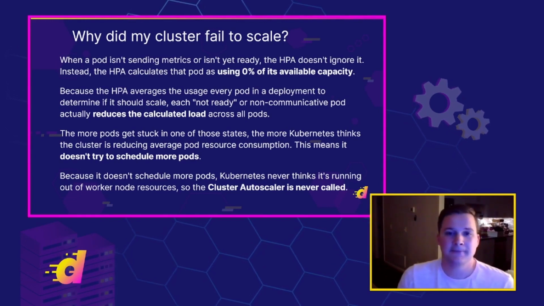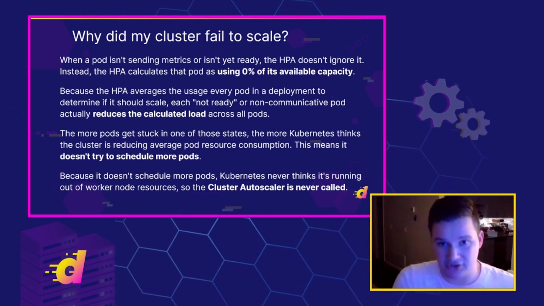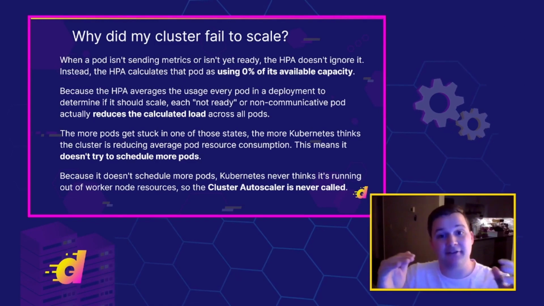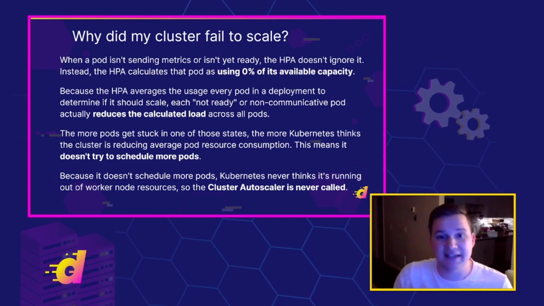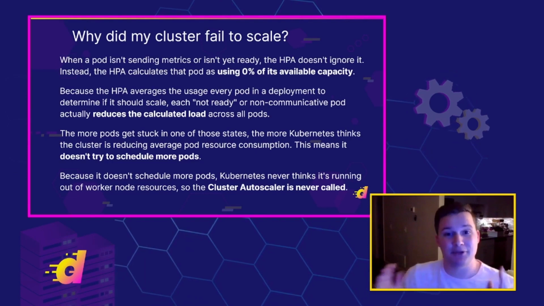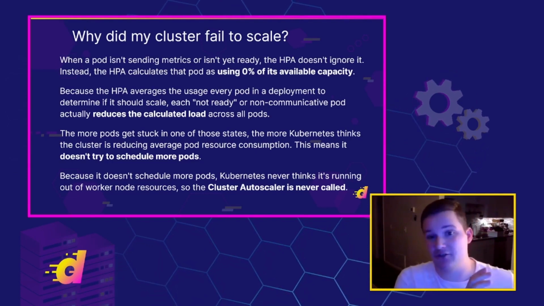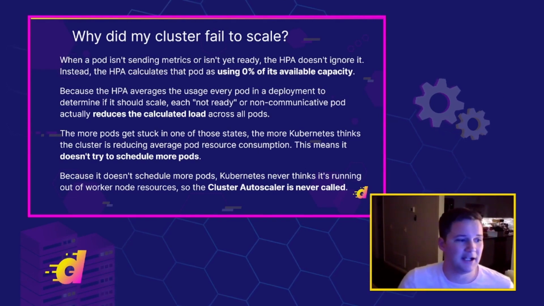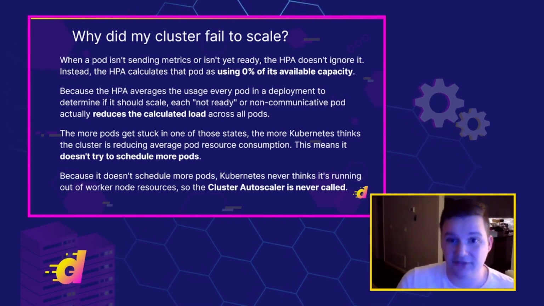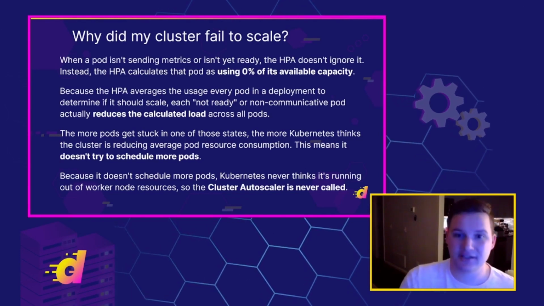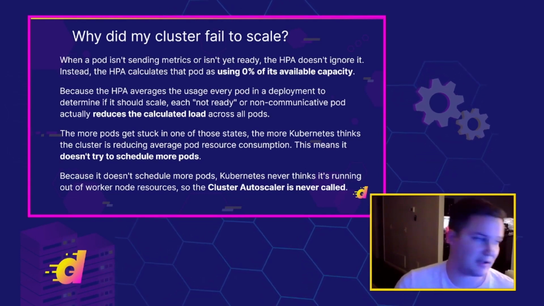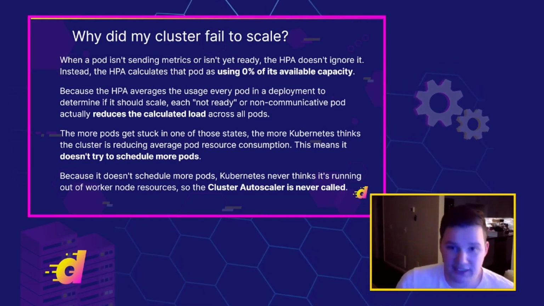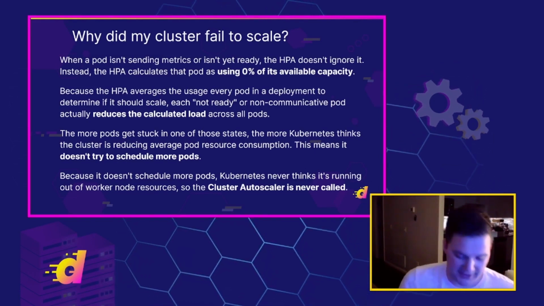So this means that if pods are getting stuck in this starting state, then they are making your HPA think that your resource usage for your pods is going down, when actually you've got a bunch of pods who are not contributing at all and a bunch of pods who are full up, who are 100% utilized, right? But because the horizontal pod autoscaler doesn't realize what's going on, it doesn't try to schedule any more pods. So you're not trying to scale anymore. So because it's never scheduling more pods, Kubernetes never creates more worker nodes because it doesn't think it needs more space.